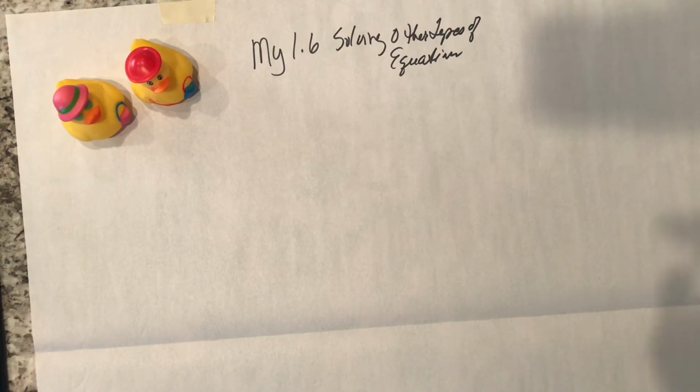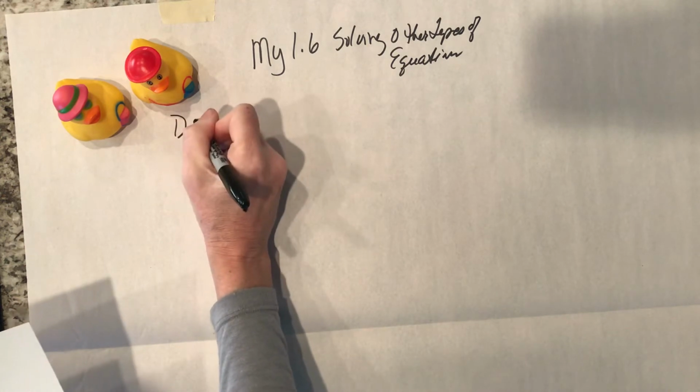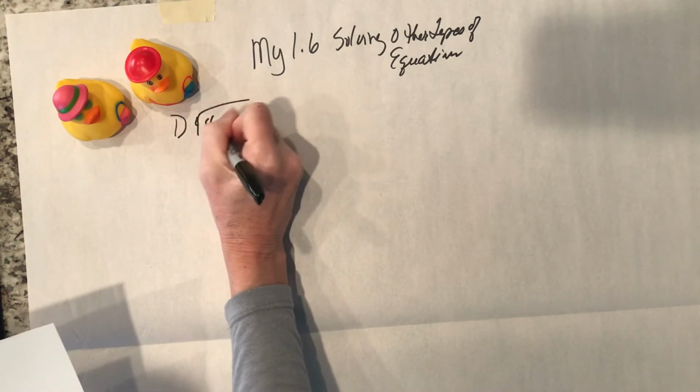All right, my 1.6. Let's see, the first four are the kind with a radical to begin with. So you're going to need to check your answers. So we've got the square root.